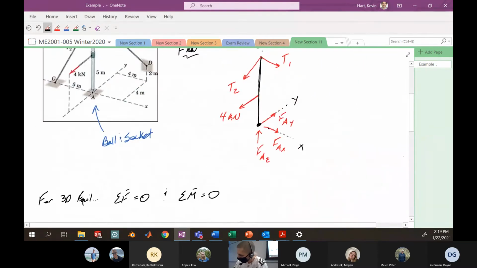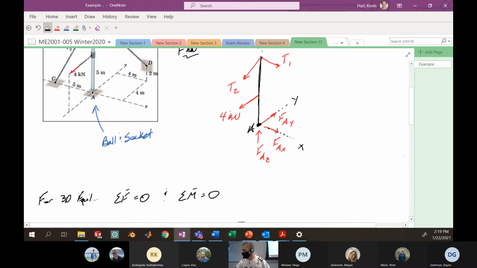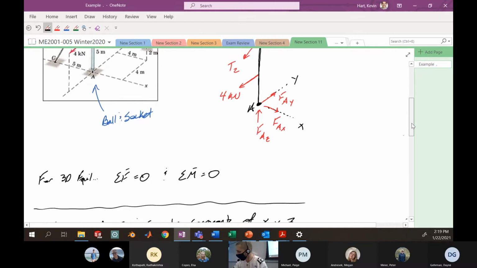All right, so if we're sitting here at A, again, none of these are contributing. I've hammered that point home already. This 4 kilonewtons will contribute. It's not necessarily at A, so we're going to have to deal with that. And obviously the two tensions up here, T1 and T2, will both contribute to the moment about A, since their line of action is not passing directly through A. All right, so let's write that out explicitly and show that here.